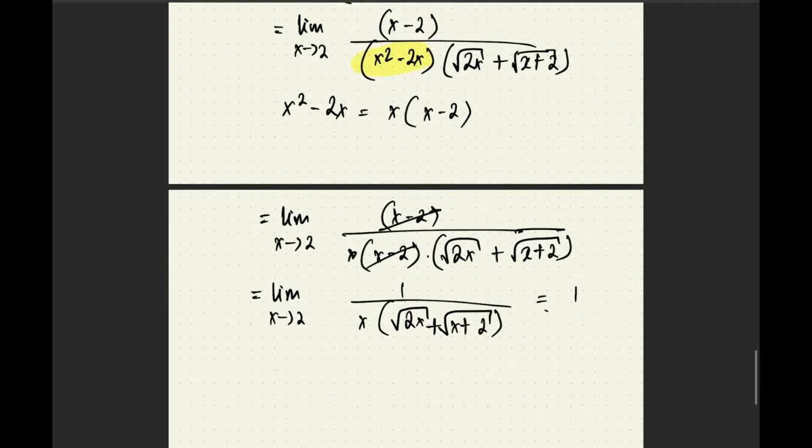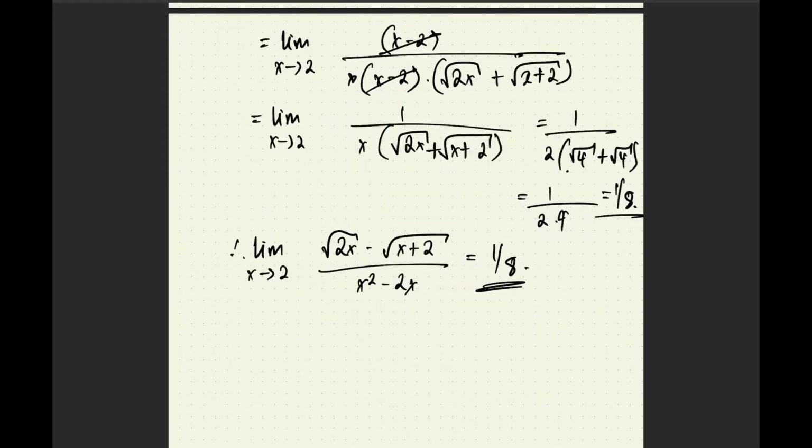So that's just going to be 1 over 2 multiplied by 2 times 2 is 4. So that's root 4 plus 2 plus 2 again is 4. So root 4. So this is just 1 over 2 multiplied by root 4 is 2. 2 plus 2 is 4. So 2 times 4. So that just becomes 1 over 8. So therefore we can say that the limit is just equal to 1 over 8.